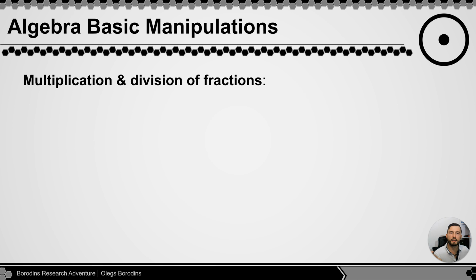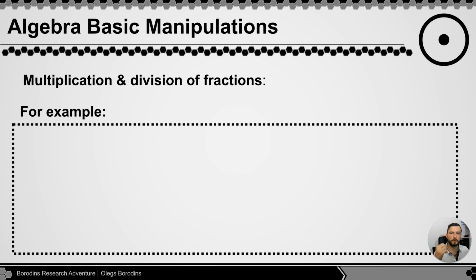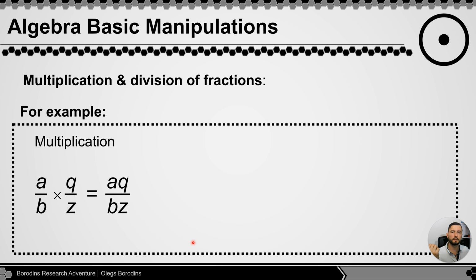How to multiply and divide fractions? It's again very straightforward with multiplication. As you can see here, a divided by b times q divided by z. As we see them, we multiply them. So we will get a times q divided by b times z.